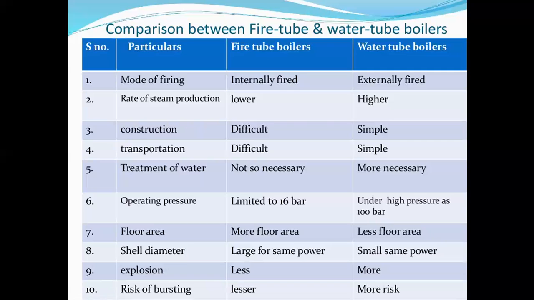For the Cochran boiler, it is a fire tube boiler. For this, the shell diameter is 2 meters. So it has more area, more diameter. In the water tube boiler, the shell diameter is smaller for the same power.